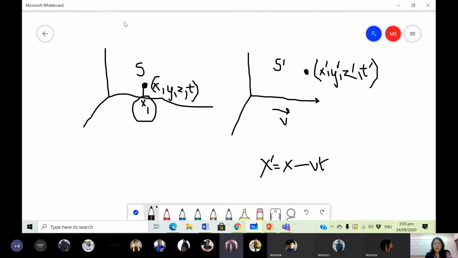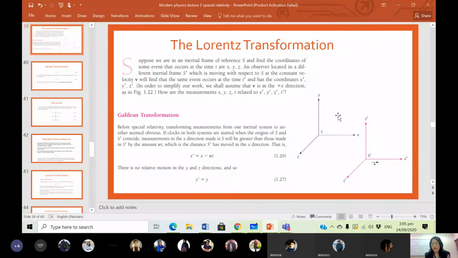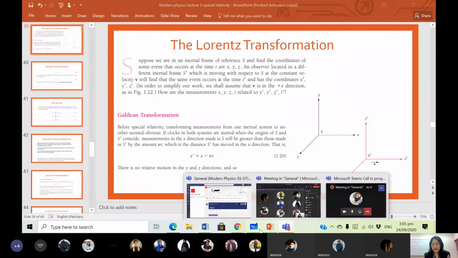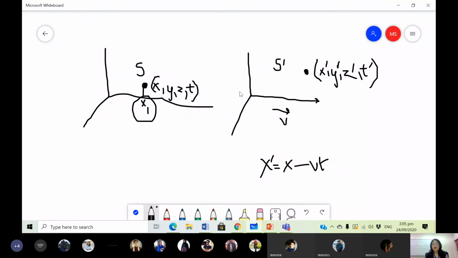Ma'am, for example, shouldn't it be t dash? Wait. No, not t dash, because it's the time as seen from this frame. We're talking about an observer in this frame. Okay, so let's see again. Let's go back to the situation. So x dash is as seen from the S dash frame. An object over here would move backwards, right?